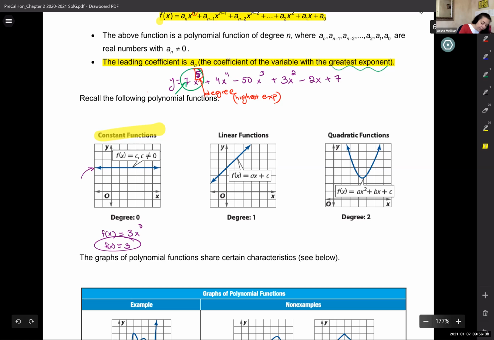Next, we have a degree of 1. So for example, f of x is 3x plus 2, right? The highest exponent is a 1. And there is a little exponent of a 0 there, which we don't need to write. Next, we have quadratics with a degree of 2, right? A random function. So that's how we can figure out degrees. It's just the highest exponent. Okay.